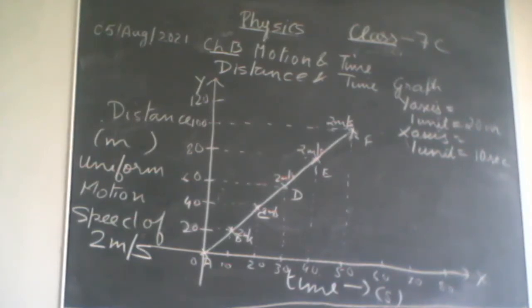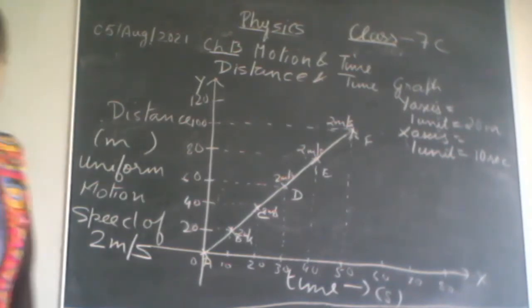Should we see for non-uniform motion? Yes, ma'am. Means the next body B. They are done for body B. Can we do for body A?